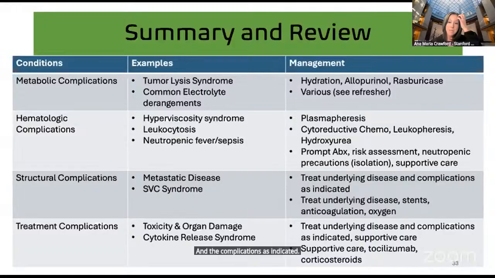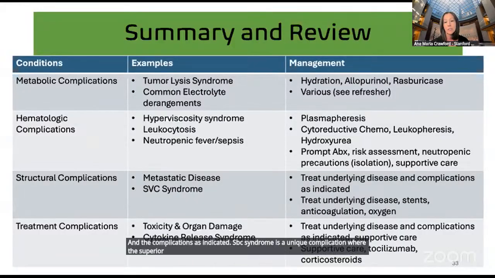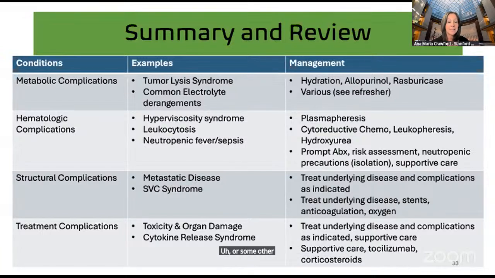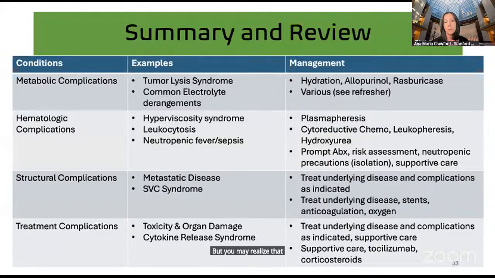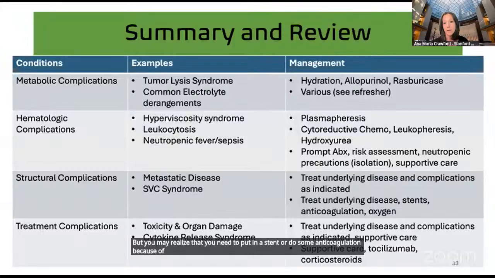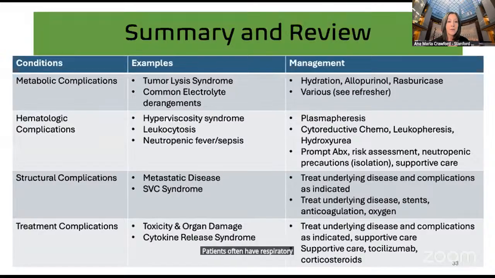SVC syndrome is a unique complication where the superior vena cava is obstructed by tumor, infection, or some other underlying disease state. You obviously want to treat the underlying disease state or cause of the SVC syndrome, but you may realize that you need to put in a stent or do some anticoagulation because of clot formation, because of the stasis of that blood. Patients often have respiratory symptoms with SVC syndrome, so oxygen therapy may also be indicated.